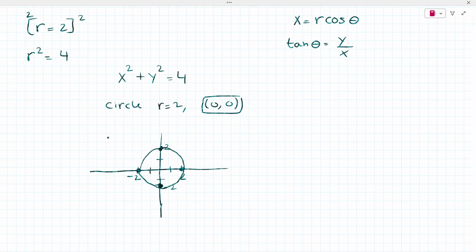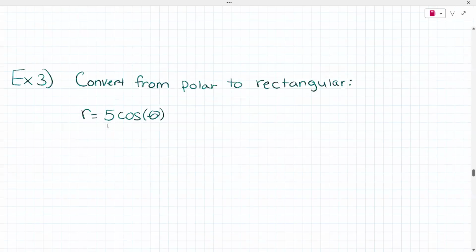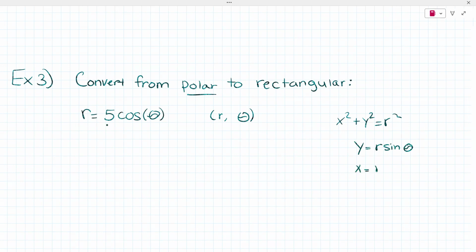Okay, let's move on to example 3. Example 3 says, convert from polar to rectangular. So we have polar and rectangular. A polar is like a radius and a theta. They only give us a radius. They don't give us theta. So let's write down a formula. We know that x squared plus y squared equals r squared. We know that y equals r sine theta. And we know that x equals r cosine theta.